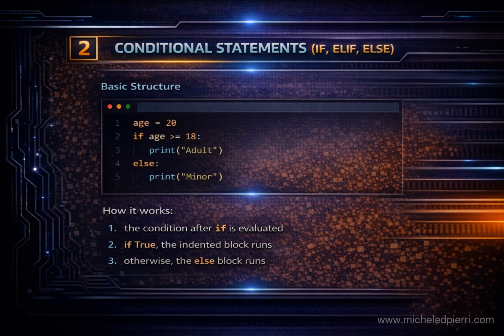Take a look at the example. We set the variable age to 20. Line 2 checks if age is greater than or equal to 18. Since this is true, Python executes the first print and completely ignores the else block. If we had set it to 15, the terminal would have printed minor instead.